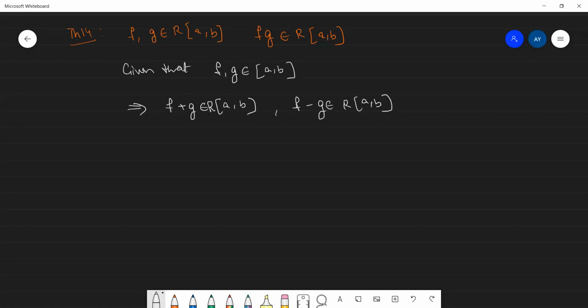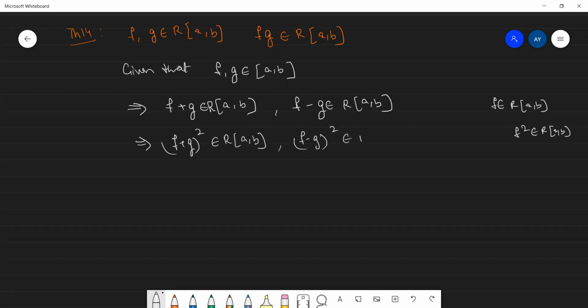As f plus g and f minus g both belong to the Riemann integral of [a, b], their squares also belong, because as f belongs to R over [a, b], we can tell that f square also belongs to R over [a, b], right? So from that theorem, we can tell (f plus g) whole square also belongs to R over [a, b]. Then in the same way, (f minus g) whole square also belongs to R over [a, b].